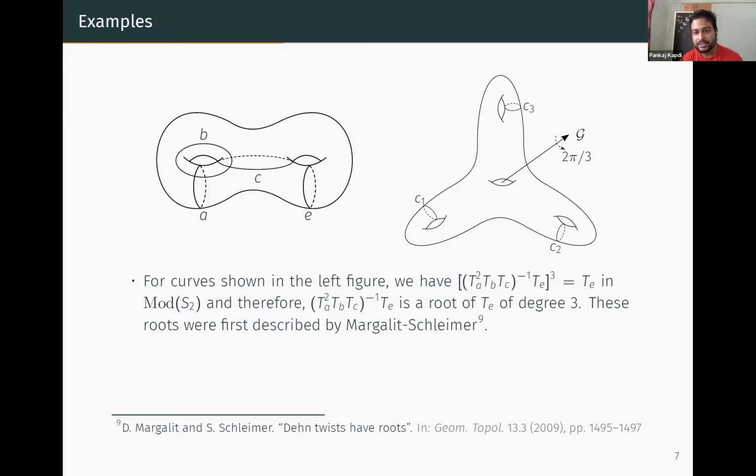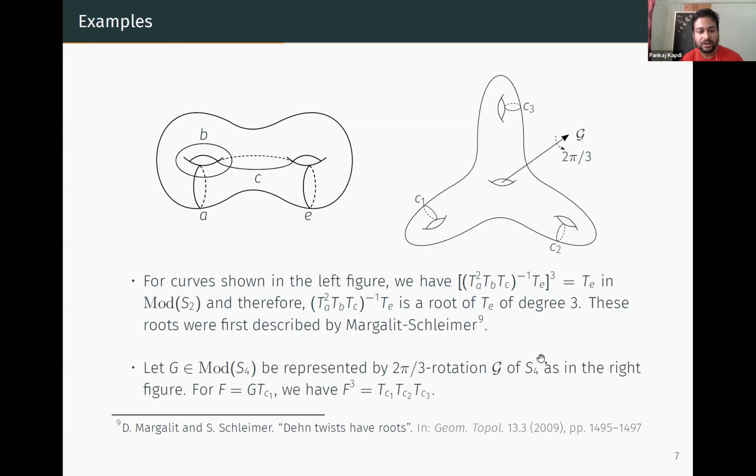In the right-hand side figure, it's a genus 4 surface, where I have a free rotation by 2 pi over 3. If you compose that periodic map, the 2 pi over 3 rotation, with one of the Dehn twists T_C1, and take its third power, then you get all the Dehn twists T_C1, T_C2, T_C3. So basically, this mapping class F is a third root of a multi-twist, a product of commuting Dehn twists.